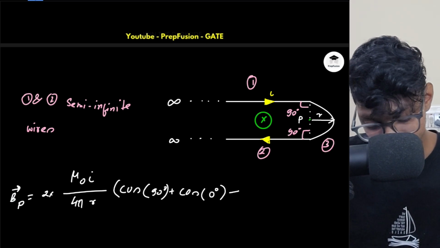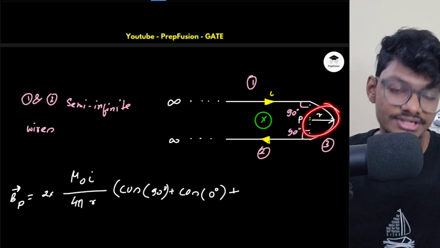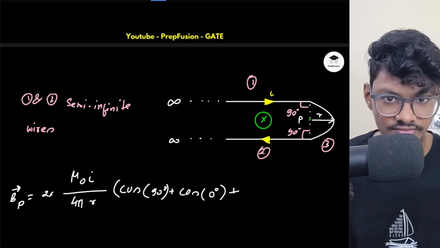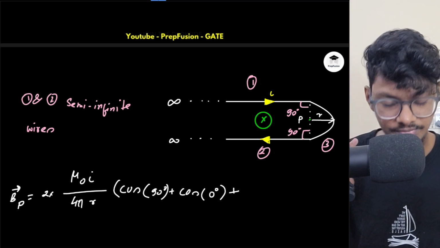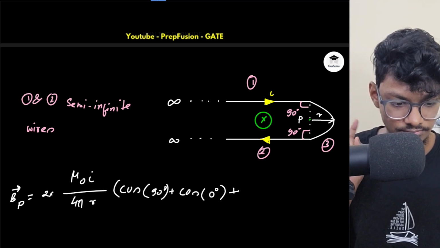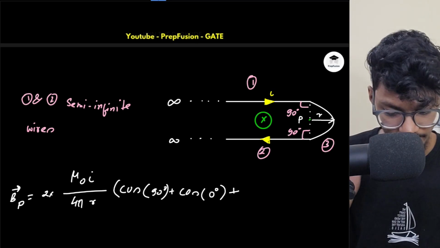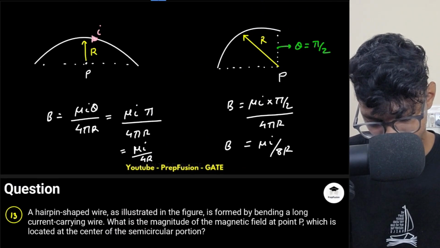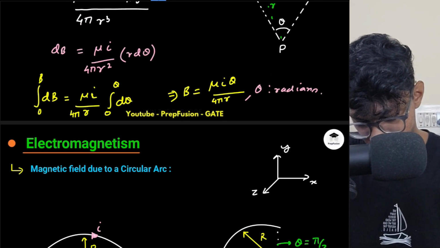Now what about for the section 3? What will be the magnetic field for the section 3? For the section 3, we just derived that it was simply equal to mu naught I by 4 pi r into theta. Here, right? I just derived here. Correct?